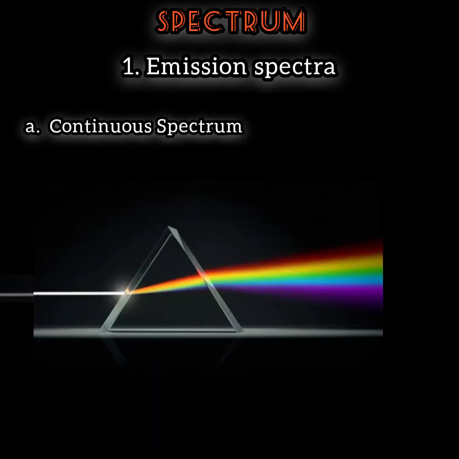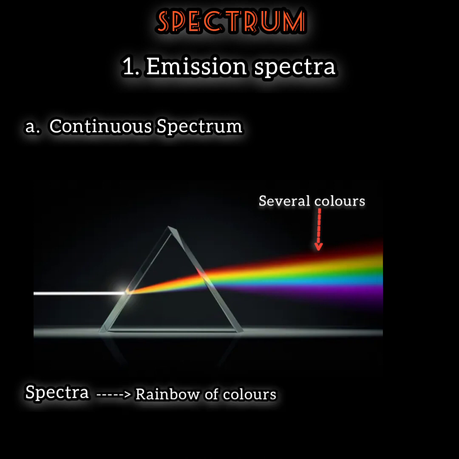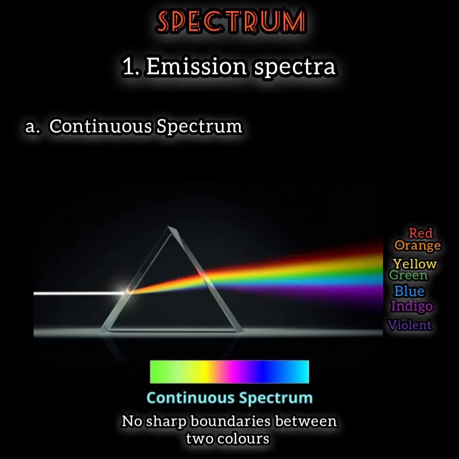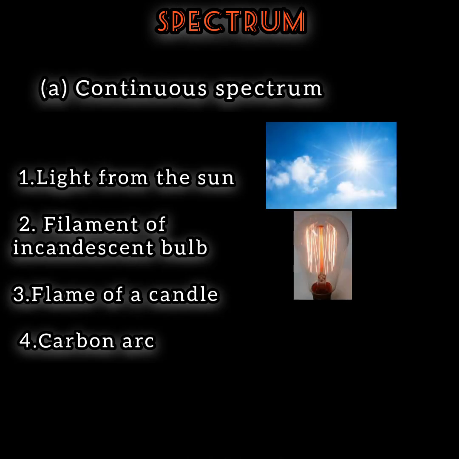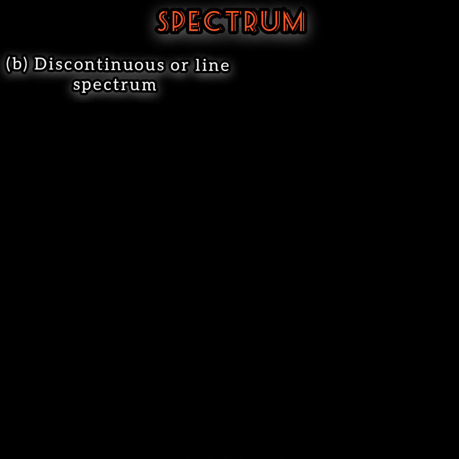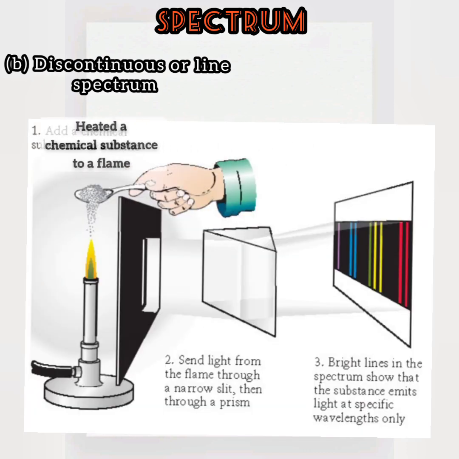Continuous spectrum: when white light is allowed to pass through a prism, it gets resolved into several colors. The spectrum is a rainbow of colors, that is, violet merges into indigo, indigo into blue, blue into green, and so on. This is a continuous spectrum, that is, there is no sharp boundary between two colors. Example: light from the sun, the filament of an incandescent bulb, the flame of a candle, or a carbon arc can give a spectrum of this type.